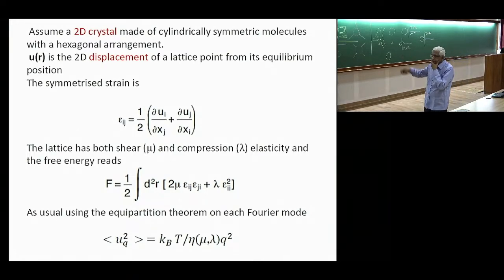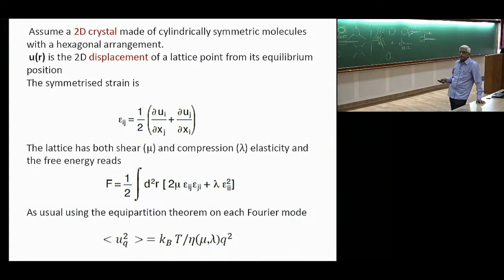Oh, okay. So that's a different problem. So assume a 2D crystal made of cylindrically symmetric molecules with a hexagonal arrangement. u(r) is the 2D displacement. I talked of the displacement of the layer. Now it's a displacement within the 2D crystal. So there is a symmetrized strain given by this expression, and you can have either shear modulus or compression modulus because it's a crystal. So you go through the usual procedure.